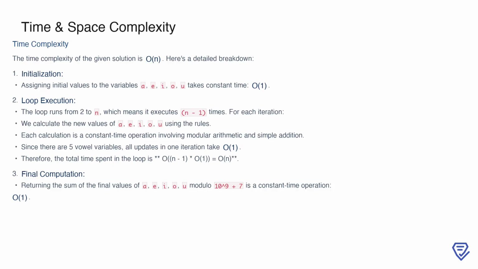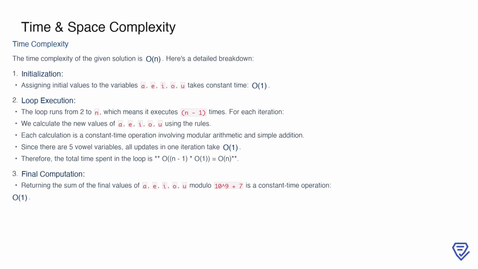Next, during the main loop, we iterate from 2 to n, performing a total of n-1 iterations. Within each iteration, we compute the new values for the vowel counts based on the rules. Each of these calculations involves simple addition and modular arithmetic, both of which are constant time operations. Since there are 5 vowels, the updates for all of them in a single iteration still take O(1). Multiplying this by the number of iterations, the total time spent in the loop is O(n).